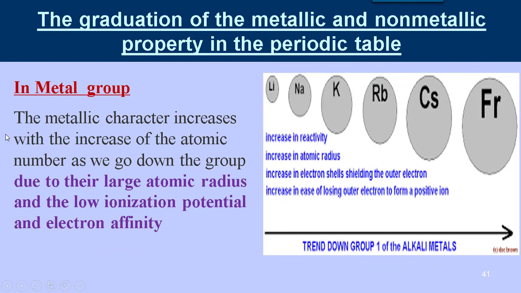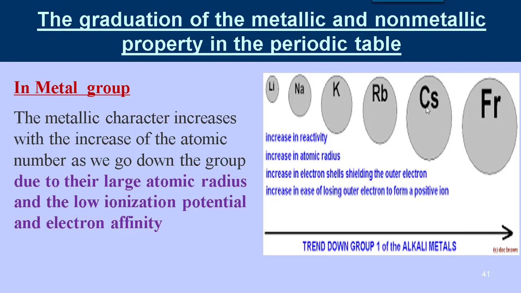The graduation of metallic and non-metallic property in groups. Let's start with a group of metals. For example, we have here group 1A, alkali metals. We can observe that as we move down the group, by increasing the atomic number, the metallic character will increase, because as we go down, the atomic radius increases, and the ionization potential and the electron affinity will decrease.